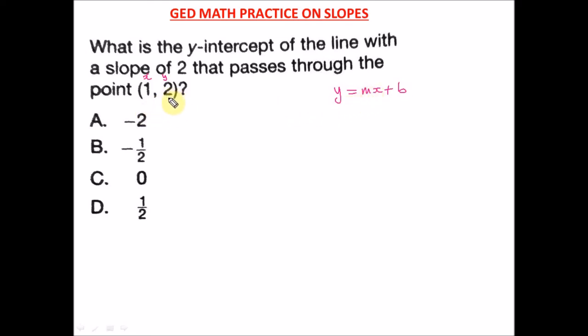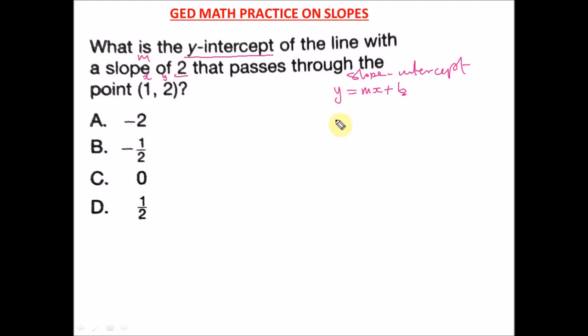So here we have y equal to mx plus b. We're going to use this slope-intercept formula. We are just going to find b, that's what the question asks. What is the y-intercept? And the intercept in this formula is b. So we have our x and y, and we have our slope. Remember, slope is m. Don't forget that.